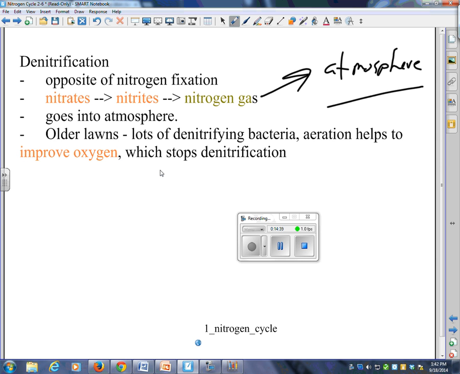Older lawns have lots of denitrifying bacteria, and you often find clover in older lawns. Aeration helps to improve oxygen. What do you do when you aerate your lawn? What does that mean? Cutting it? No. Aerating. Anybody know? Sometimes the lawn care company comes by and helps you. Spray? No, not spray. What does aeration mean?